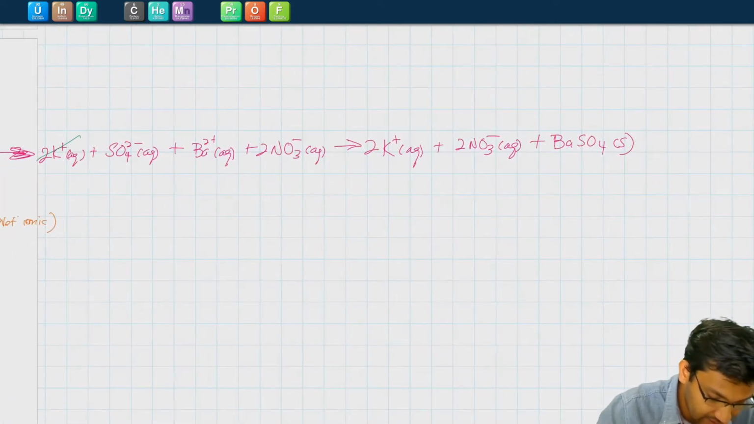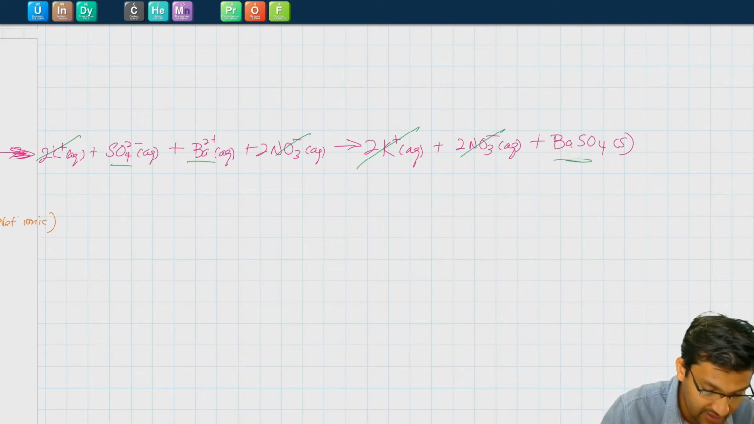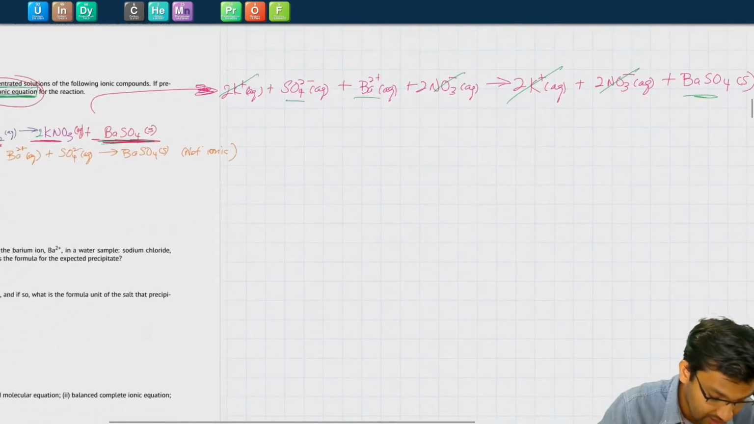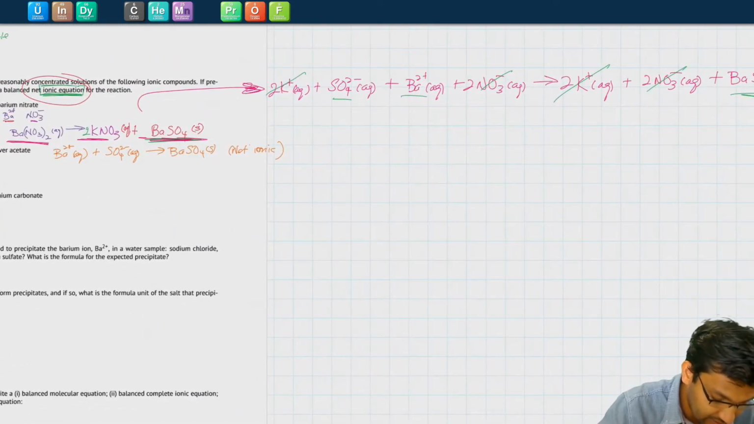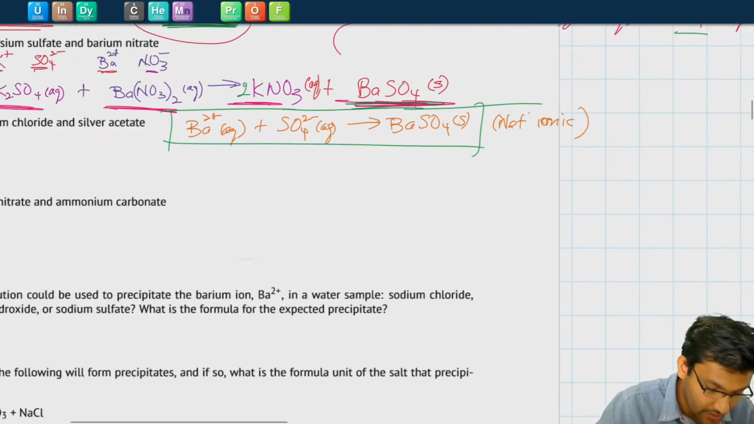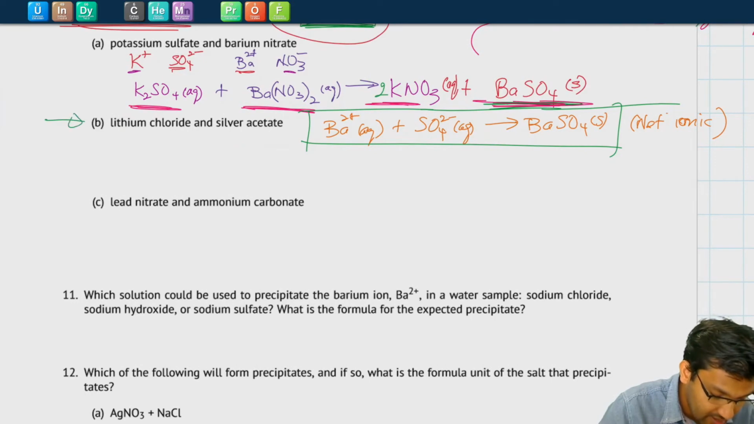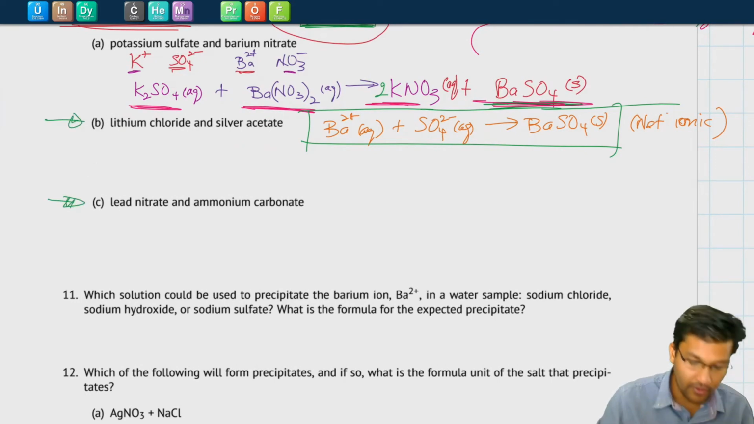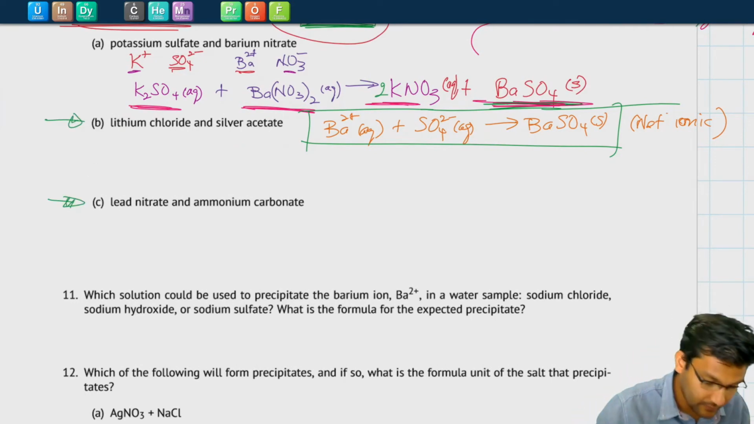What stays the same and what changes? 2 potassium on the left, 2 potassium on the right, so that cancels out. 2 nitrates on the left, 2 nitrates on the right, cancels out. The sulfate and the barium are aqueous on the left, but it's together in a solid on the right, so they don't cancel out. And so that's how we end up with this net ionic equation right here. Okay, try B and C on your own and let me know how it goes.